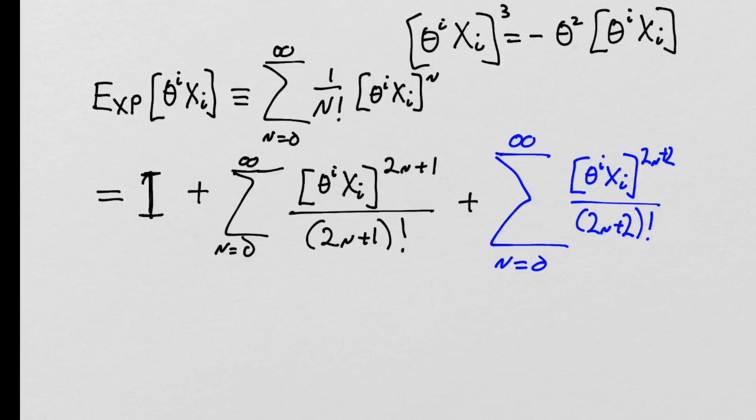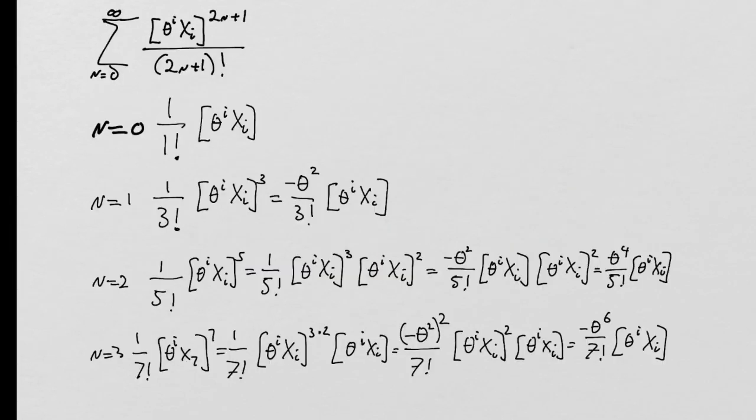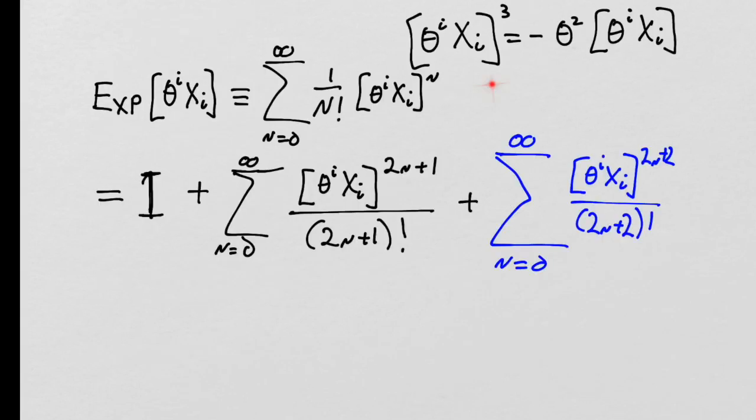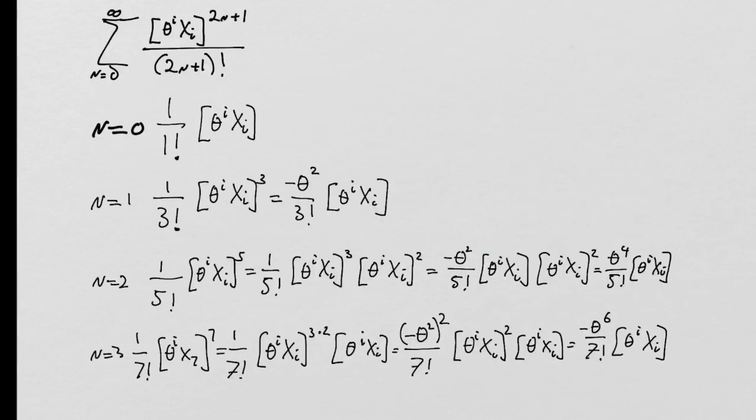So let's first study this term here. All right, so I've tried to work this out, right? So this expression is the odd terms, right? So the first of the odd terms is this linear term, and there's nothing you can do there. But the second of the odd terms is this cube term, and that cube can be replaced by our formula, right? This formula right here. So we replace any cube term with minus theta squared theta I xi. So we end up with this expression right here. So we have minus theta squared over 3 factorial theta I xi.